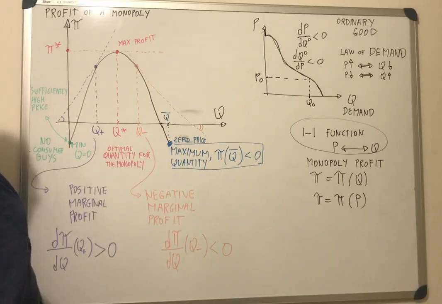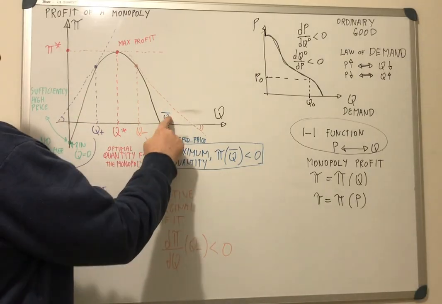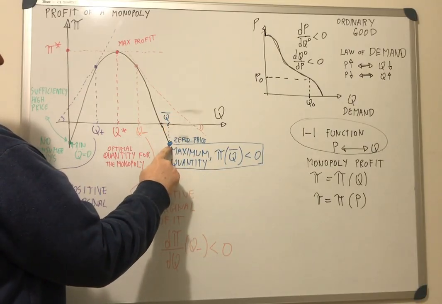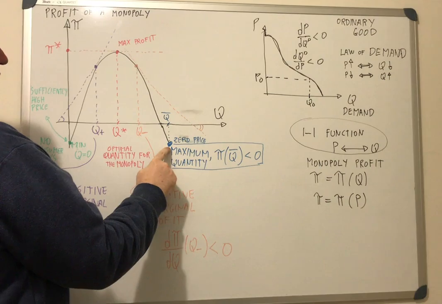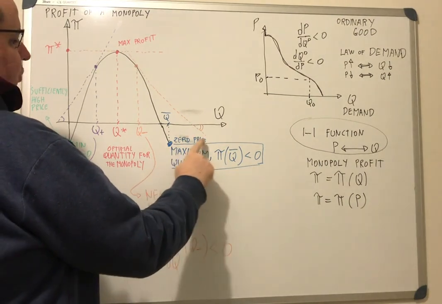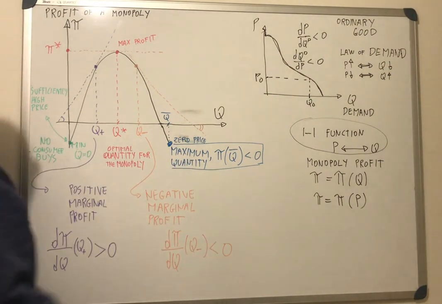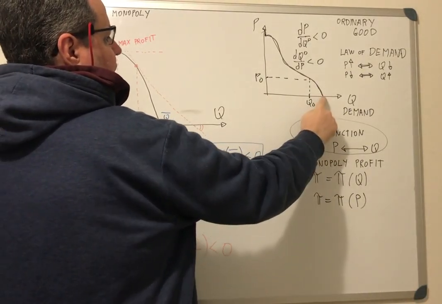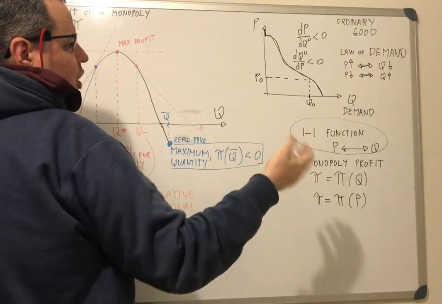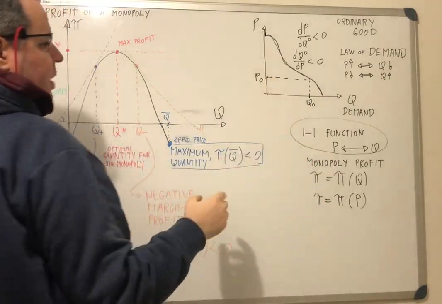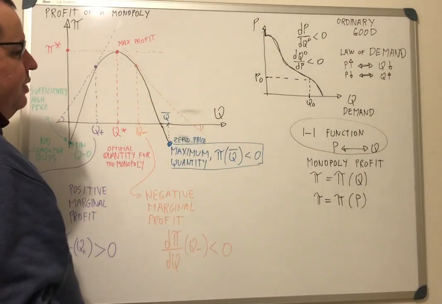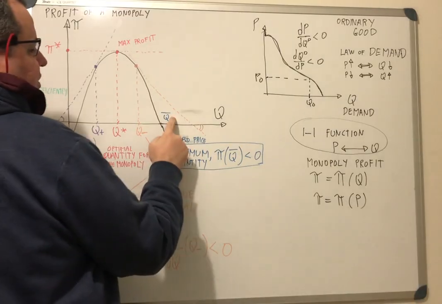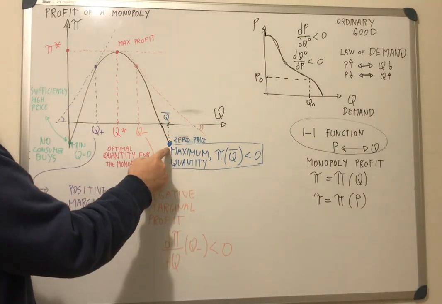The other polar extreme would be to choose this point here, Q upper bar in blue, this quantity here, and it's associated with 0 price. So it would be this point here on the demand curve. A very large quantity: you satiate, you exhaust all the demand, you charge 0 price, and everybody who wants the good can get it for free. But the monopoly loses money if it makes this choice, right? You have negative profit here.